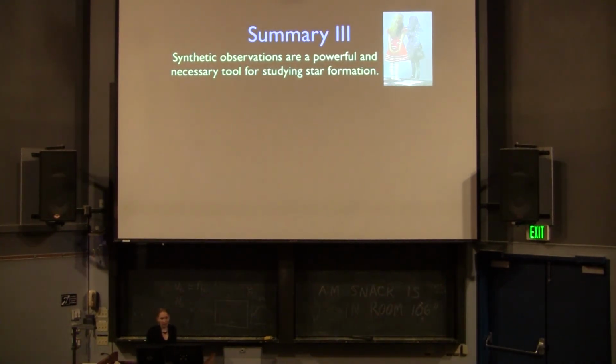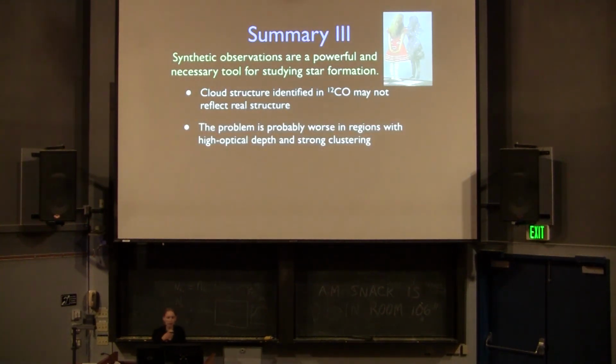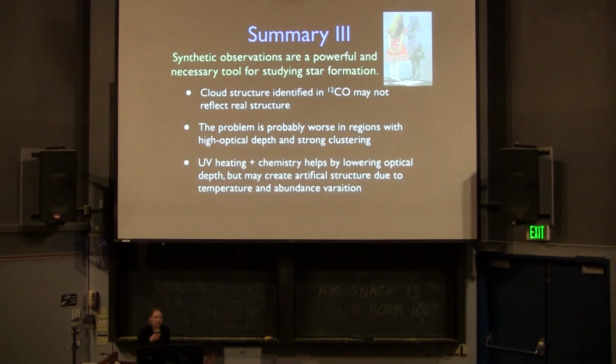And in summary 3, we find that cloud structure identified in 12CO may not in fact reflect real cloud structure. Some of it may be blending or artifacts, so you have to be a little bit cautious with some of those properties. The problem is probably worse in regions with high optical depth and strong clustering. So maybe the CO will be much better in more diffuse regions, for example, like Taurus. And then finally, UV heating and chemistry helps a bit by lowering the abundance and hence the optical depth, but it actually may create artificial structure due to some temperature and abundance variations. So that's adding extra degrees of freedom into the problem.